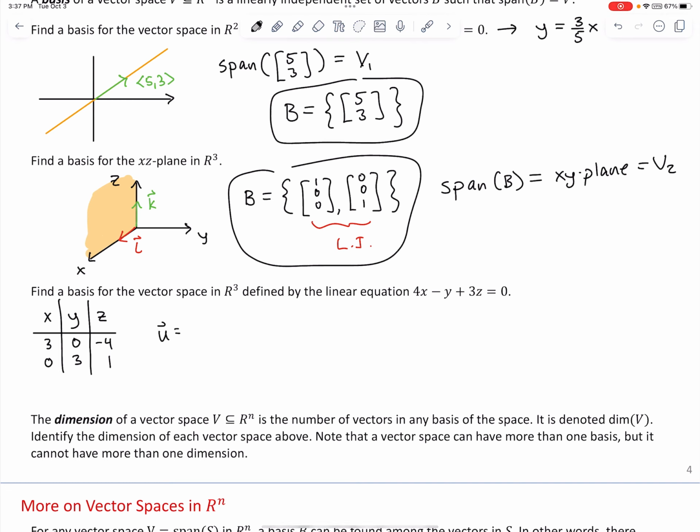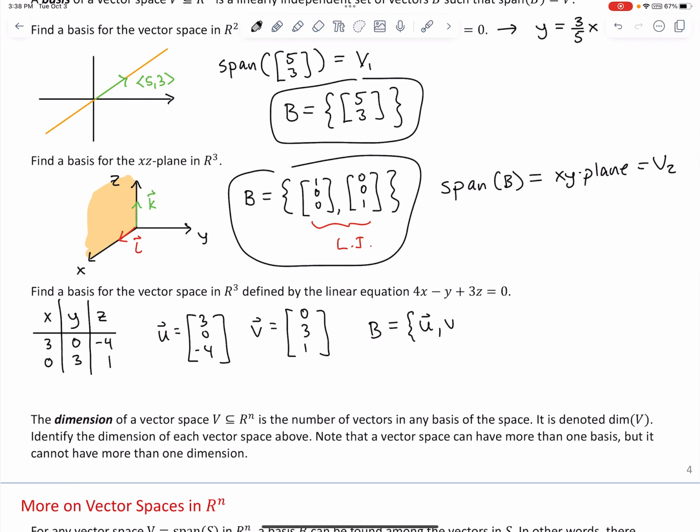So my first vector is going to be 3, 0, negative 4. And my second vector is going to be 0, 3, 1. And these are not multiples of each other. Therefore, they are not collinear. And their span will be the plane that is our third vector space here. So this will form our basis.